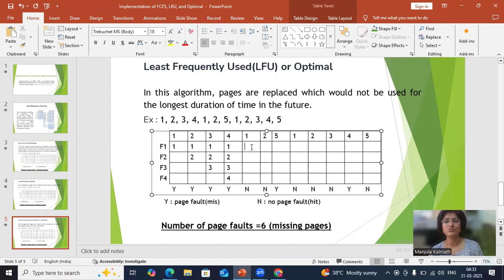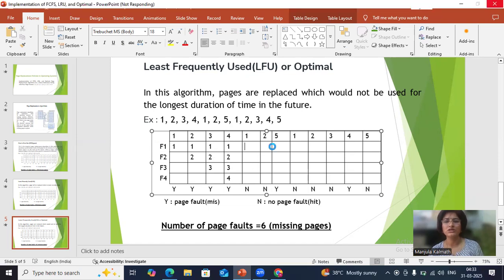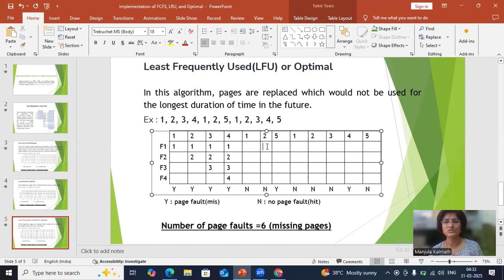Then next we need 1 once again, which is already available in the main memory, no page fault. Then we go to the next one, that is 2, which is already available in the main memory, no page fault. Then move to the next one, 5. So 5 is not there in the frames, it is not found. Then which page should be replaced with page number 5?